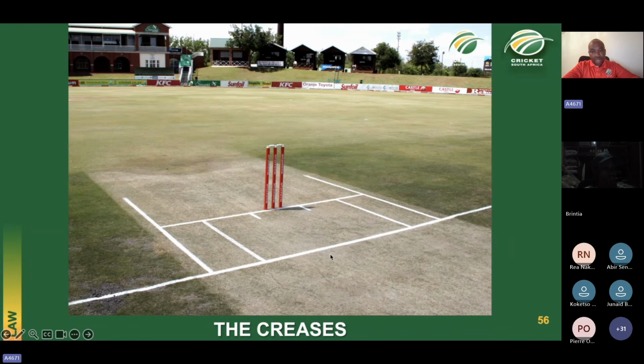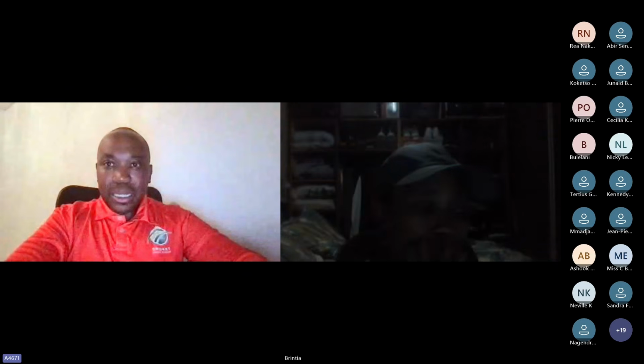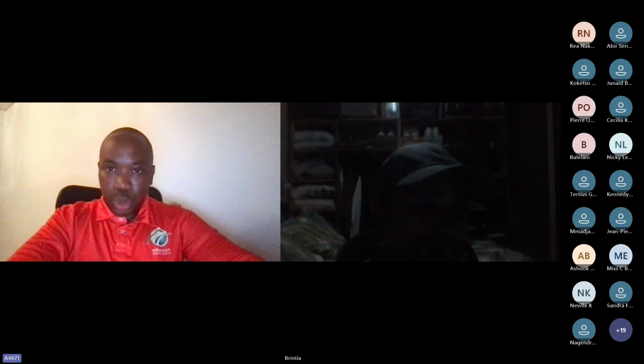And the edge of the line that's closest to the stumps of the popping crease is the back edge. So our distance, 1.22, is measured from the back edge of the popping crease to the back edge of the bowling crease. The thickness of the line does not matter. I hope that demonstration answers your question, Kennedy.